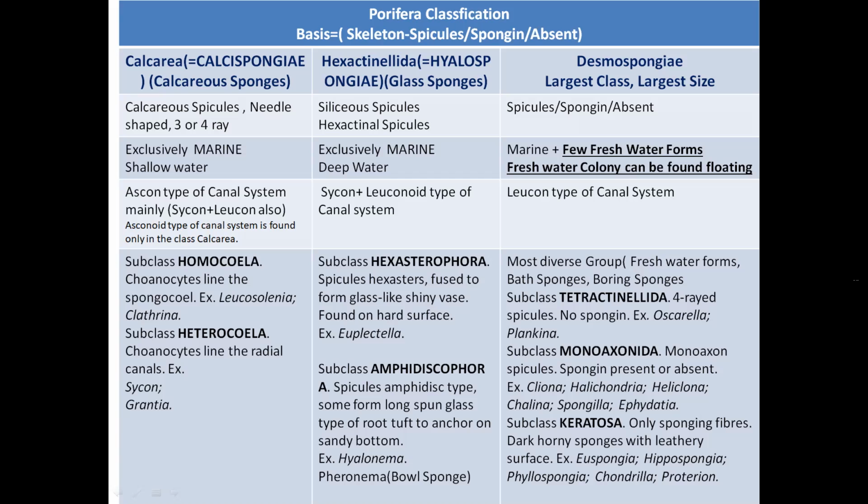Now, if you see Monoaxonida in Demospongiae, it has an example Spongilla. Spongilla is a freshwater sponge, and it is a colony. Spongilla colony appears green in color due to association with algae, and the colony becomes attached to a free floating twig of a tree. So the colony is found floating on the surface of freshwater bodies, but it is not able to move by itself. The movement is due to the twig on which this colony is present.